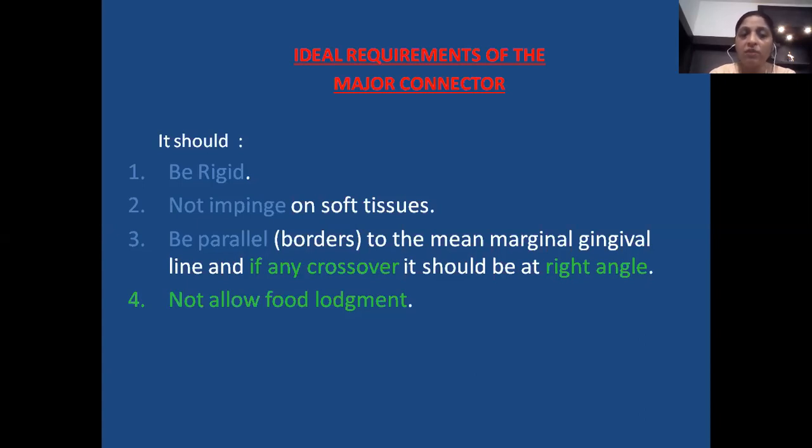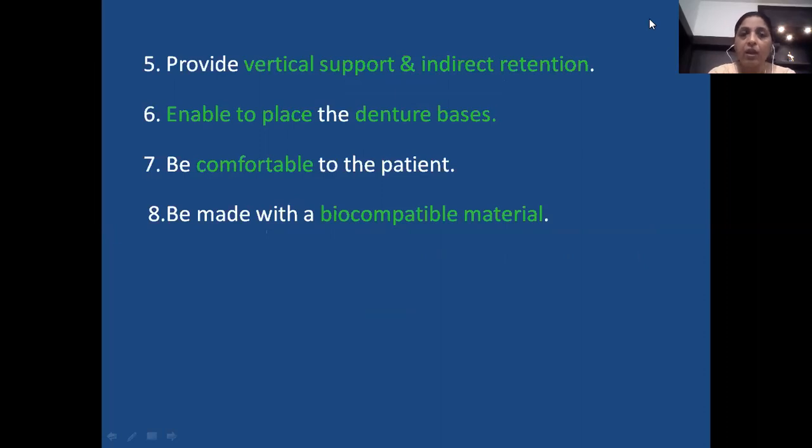Now, the borders of the major connector should always be parallel to the mean marginal line. And if they have to cross the gingival margin, then it should always be at right angle. Secondly, it should not allow any food lodgement. The other requirements are that this major connector should provide vertical support and indirect retention.